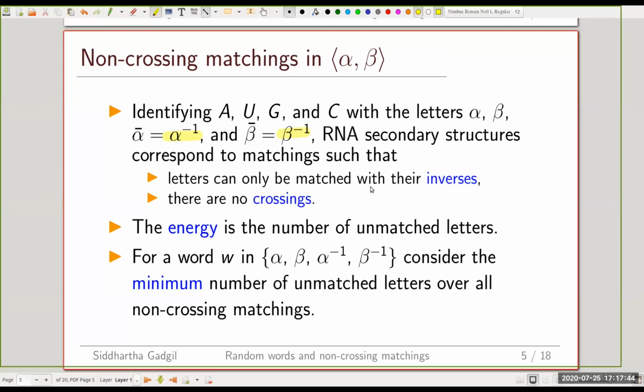Okay, so let's take the energy. This is a biologically reasonable notion of energy: the number of unmatched letters. So you want to match as much as possible. You want to minimize potential energy. The potential energy is given by unmatched letters. So given a word, we'll look at the minimum number of unmatched letters. There are also lots of non-crossing matchings. It is a very rich structure, and we'll look at the minimum number of unmatched letters over non-crossing matchings.